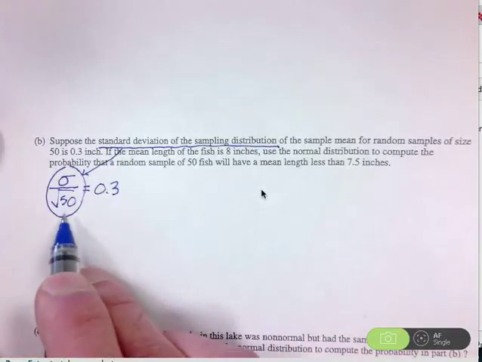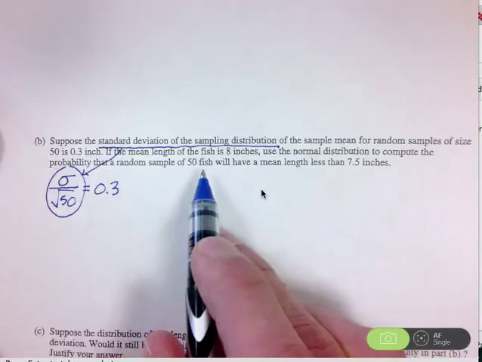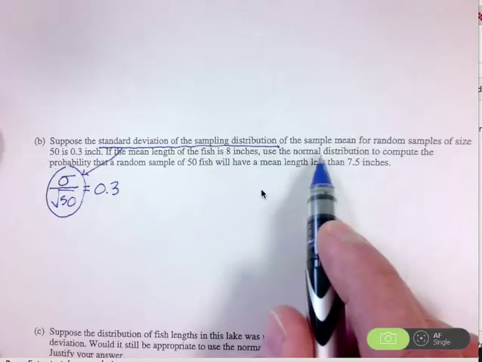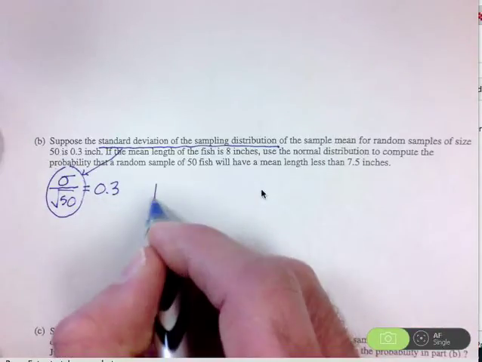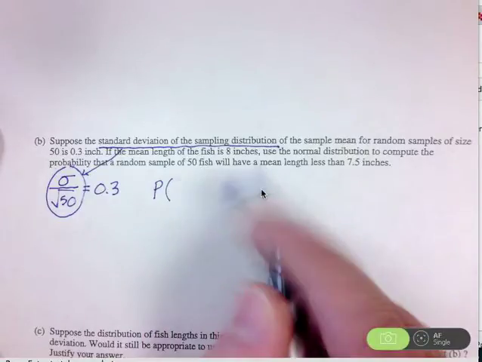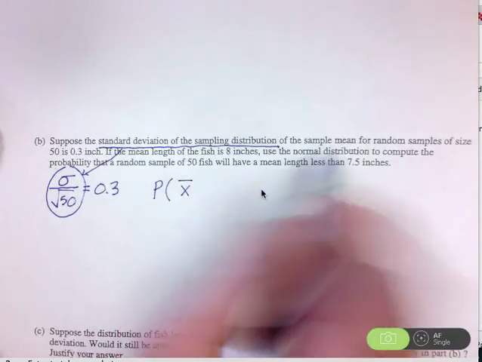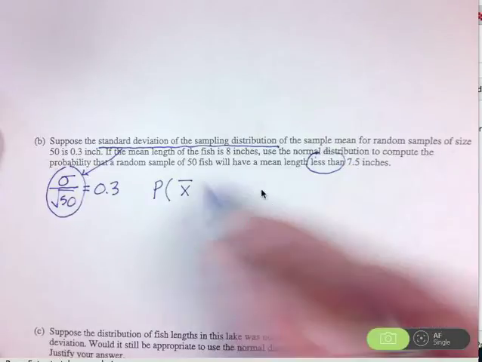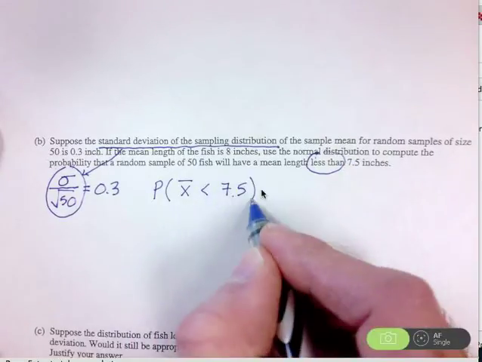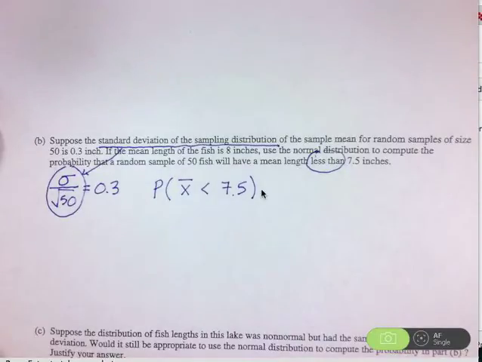So they're telling you this entire expression. So in part B then, your job is to use the normal distribution to find the probability that a random sample of 50 fish will have a mean length that is less than 7.5 inches. So this shouldn't be a particularly difficult question. You're going to make a z-score. You can either use the shade norm or the normal CDF command.